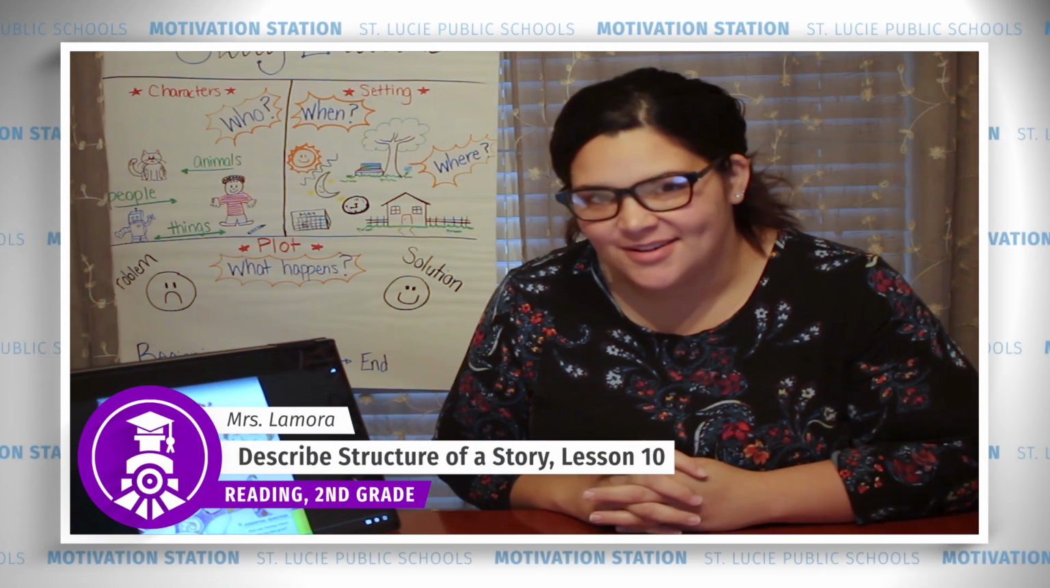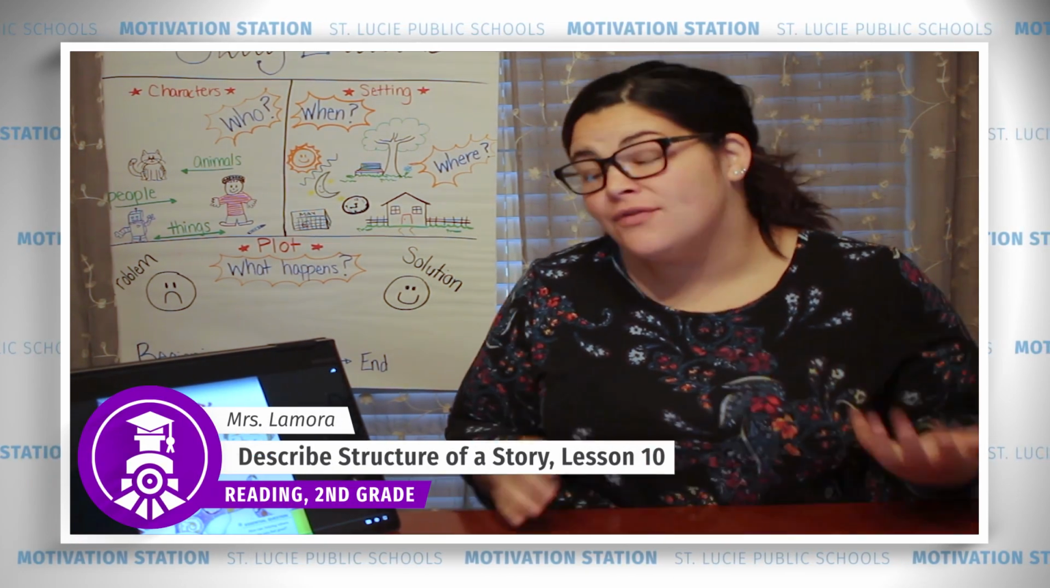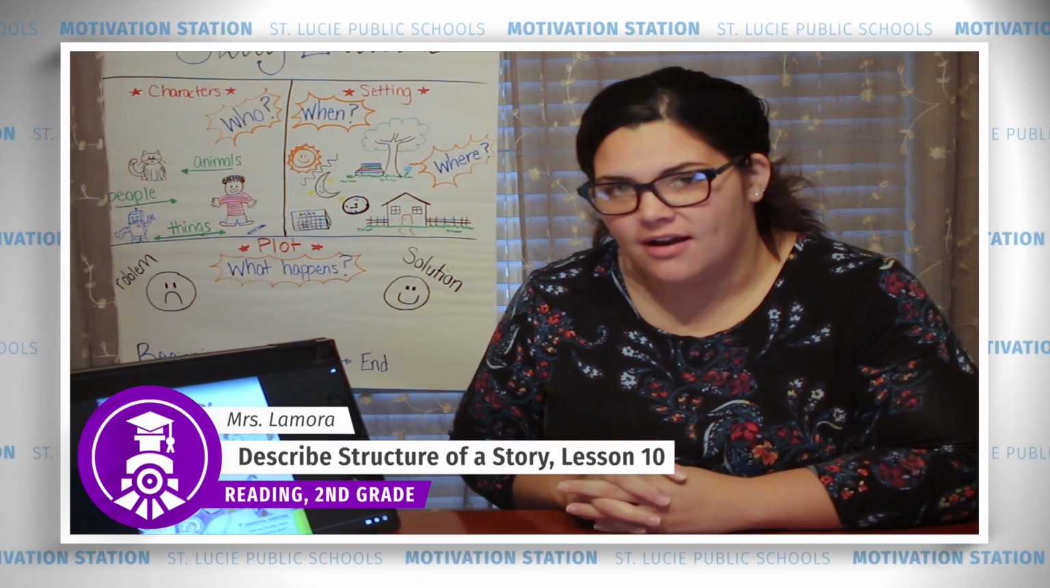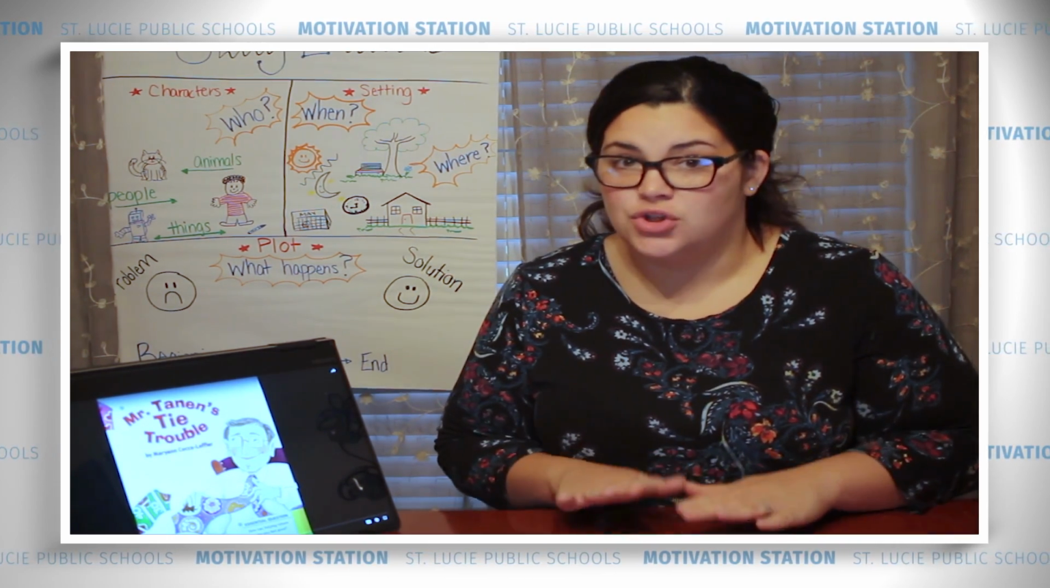to do another lesson in ELA with you, and we're still focusing on Mr. Tannen's Tie Troubles. This will be our last read of this text, and we're not going to go through the story in the traditional way where we read all of the words and we look at all of the pictures. We're going to do a real quick recap review of all of the components of the story, because today we're going to focus on two standards.